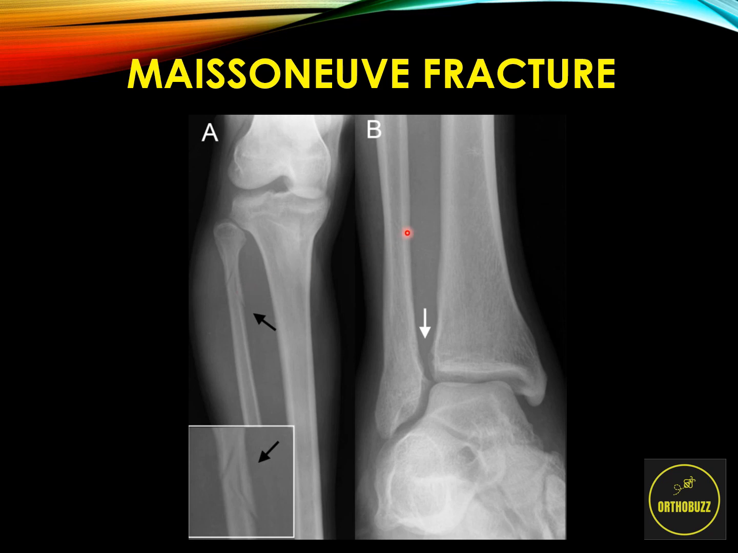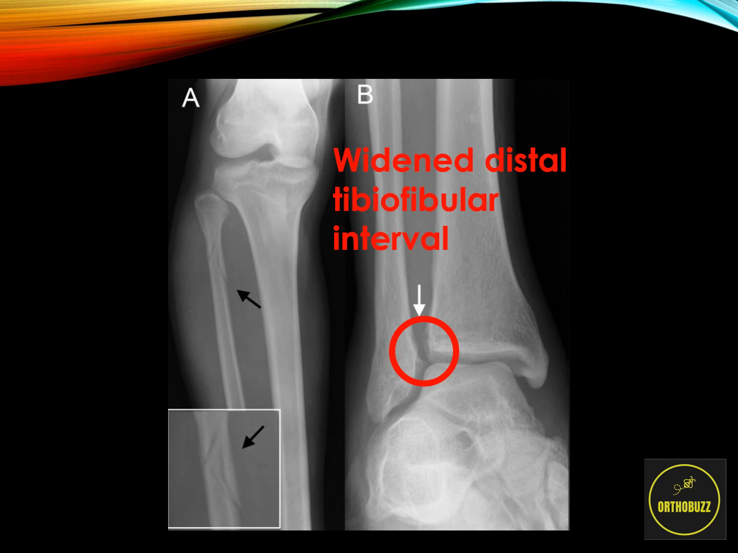This is known as a Maisonneuve fracture and should be treated like a Weber C fracture with syndesmosis fixation, although it's not necessary to fix the proximal fibula, as this will heal by itself. What is important is to stabilize the syndesmosis with an operation. This shows that in more clear detail.